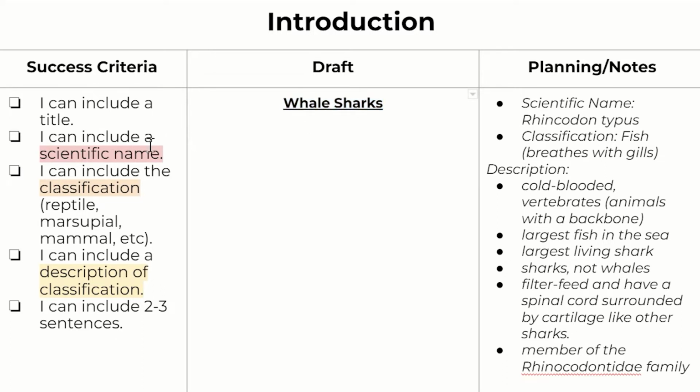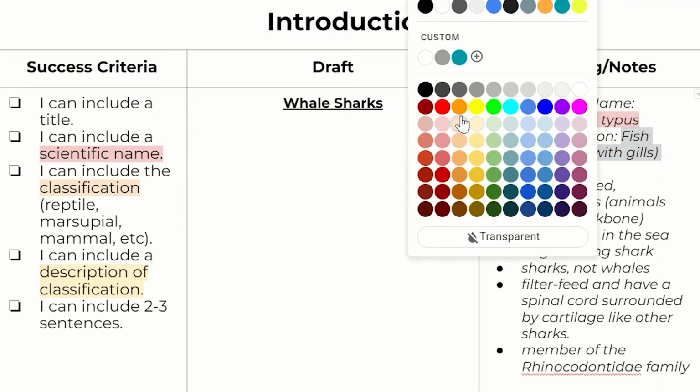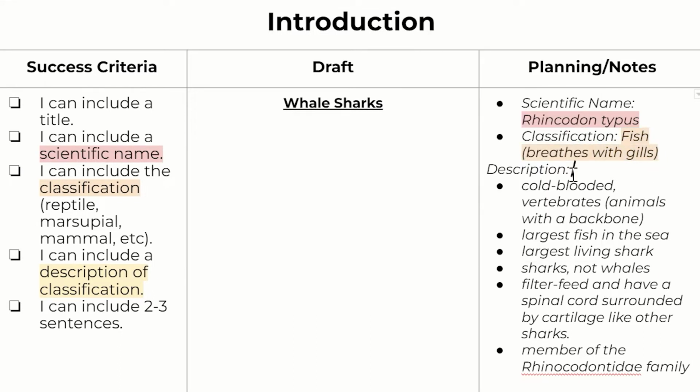Alright, so the next thing we need to include is the scientific name. So I'm actually going to highlight that in red because I've got the scientific name there. I've got the classification here. So I'm just double checking that I've got all my information here ready to go. So let's have a look.